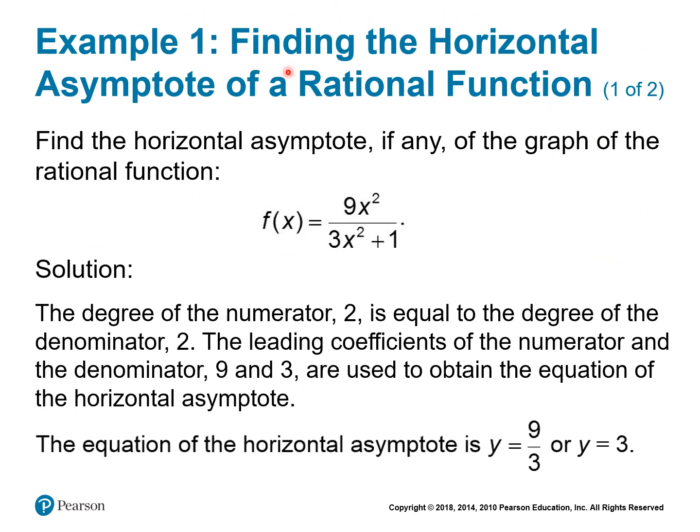Let's go through this example here. It says find the horizontal asymptote, if any, of the graph of the rational function. Again, the function here is 9x squared divided by 3x squared plus 1. We start by looking at the exponents of the leading terms in the numerator and denominator. The leading term in the numerator is 9x squared.